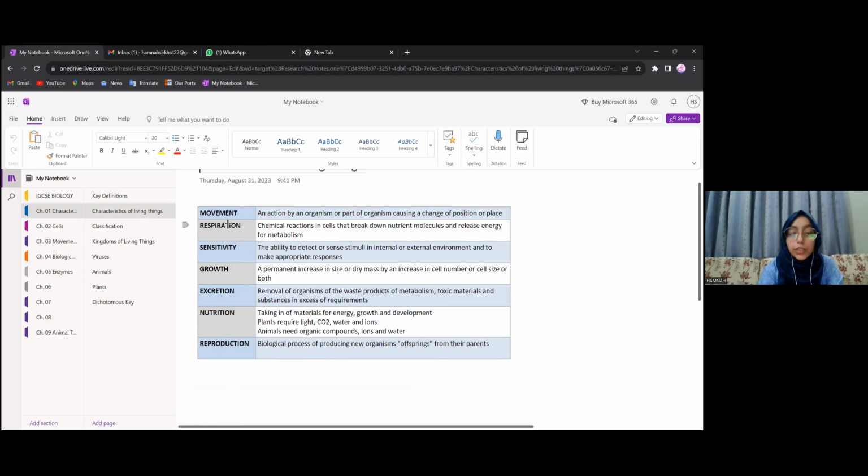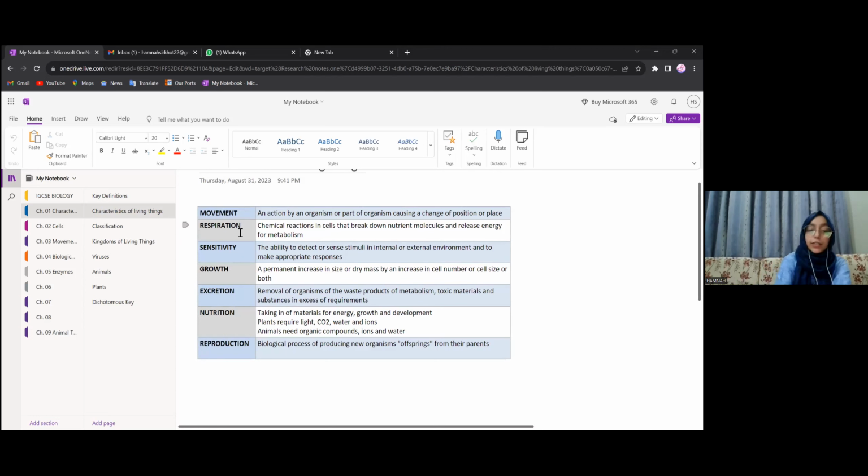And do you know what each of these terms mean? So movement is an action by an organism or part of an organism, causing a change of position or place. So it's changing its position. And this is an action. Movement is an action. This definition.